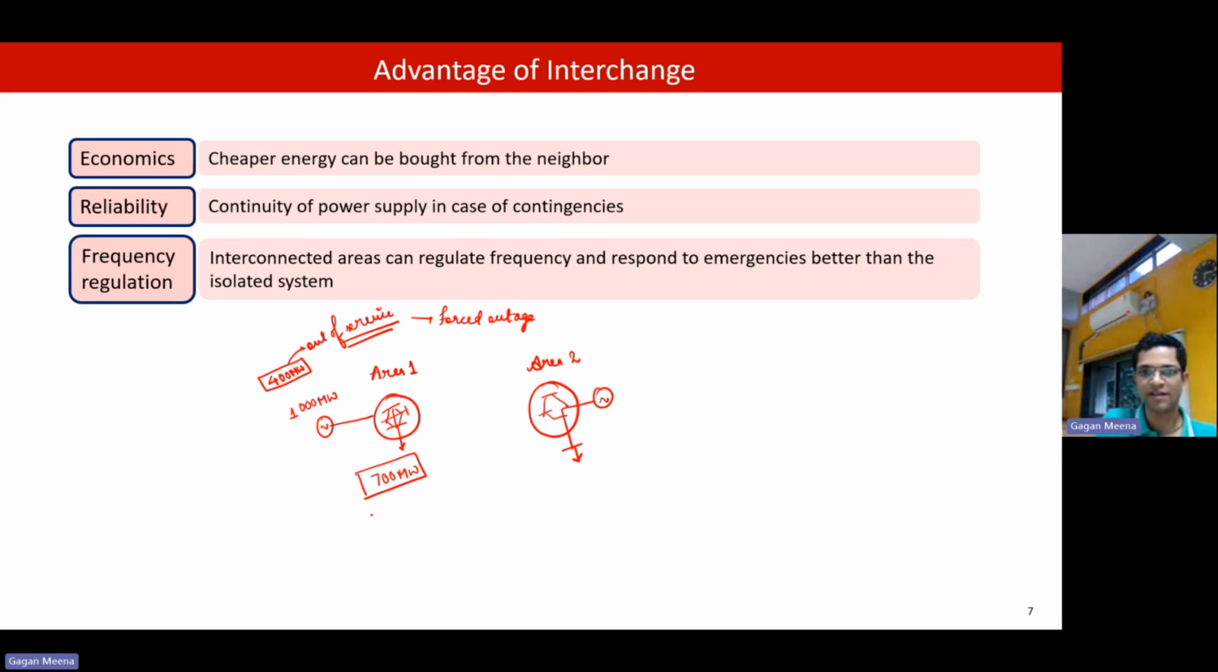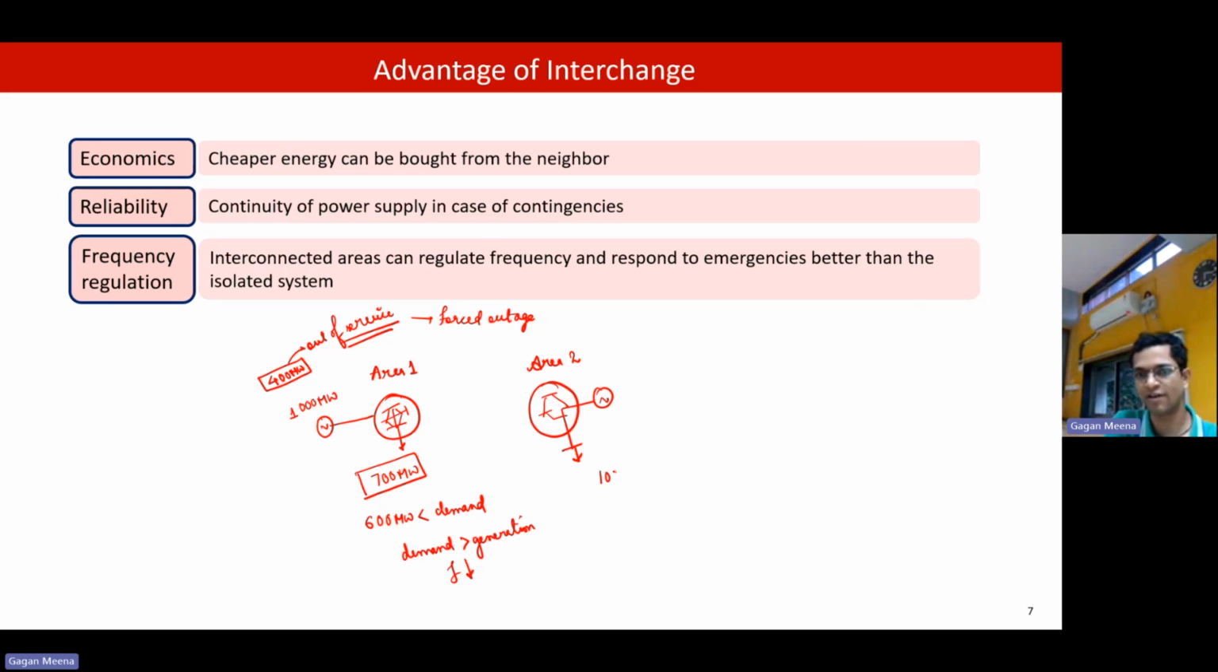Then what will happen in this case? Now total available generation is 600 megawatt, which is less than the demand. And we have already seen in week 1, if demand is more than generation, then what will happen? Frequency will reduce. But however, if we have an interconnection with area 2, let's talk about area 2 also.